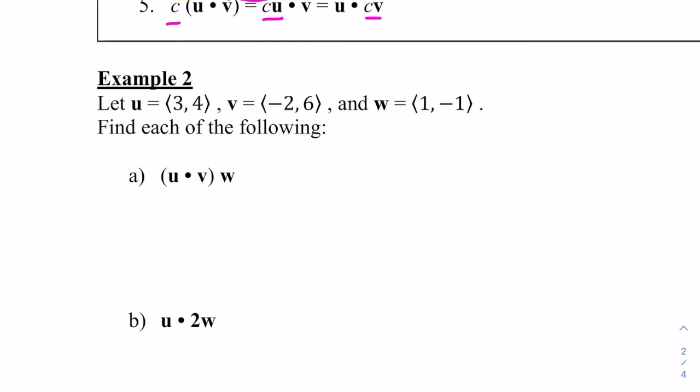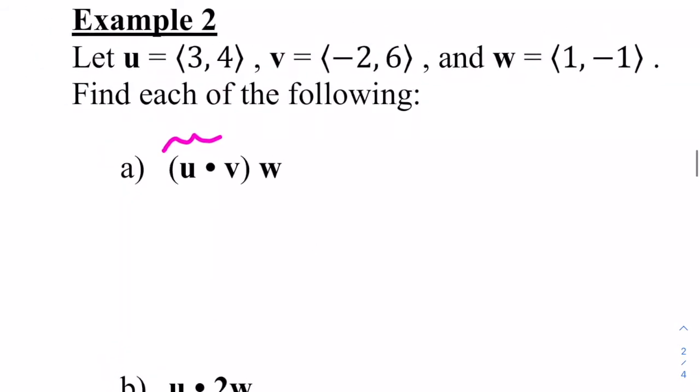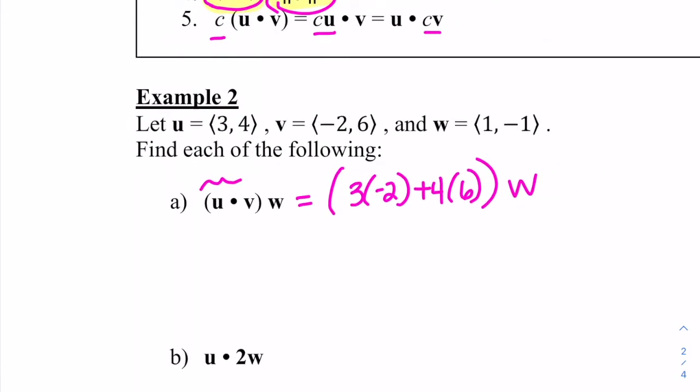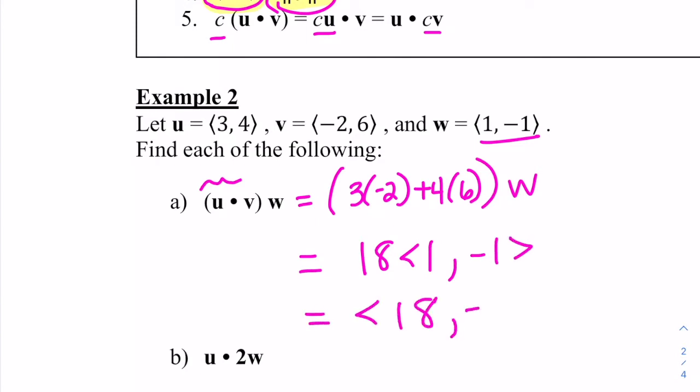All right, so we have u dot v times vector w. Now we know that this is going to become a scalar. So I'm just going to multiply this out. So we have 3 times negative 2 plus 4 times 6. And then I'll just put w here. I'll multiply that later. So we get negative 6 plus 24, so that'd be 18. And then we know the vector w is 1, negative 1. So in component form, we'll have 18, negative 18.